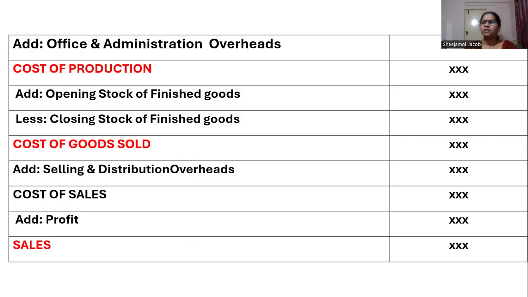The last overhead is selling and distribution overhead. All the selling and distribution overheads you have to add. You get cost of sales. Then the difference between cost of sales and sales is the profit.